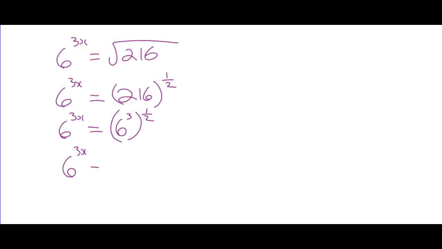So the left side is 6 to the 3x. What do we do when we multiply? What do we get? 6 to the 3/2. 3 over 2. Now what do we do?